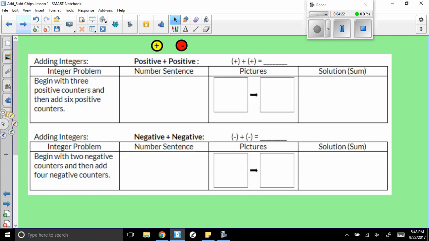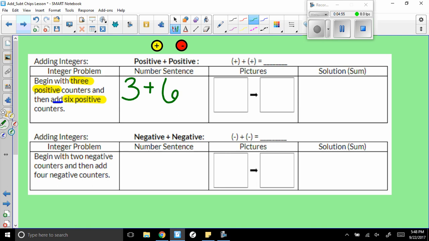All right, let's try one that's a little bit trickier now. If I have a positive and a positive, we're going to do an example. So I've got 3 positive counters. Then I'm going to add 6 positive counters. Whoops, that's positive, so I need to make sure that I highlight it in yellow. So let's go ahead and make my number sentence. That's going to be a positive 3 plus a positive 6.